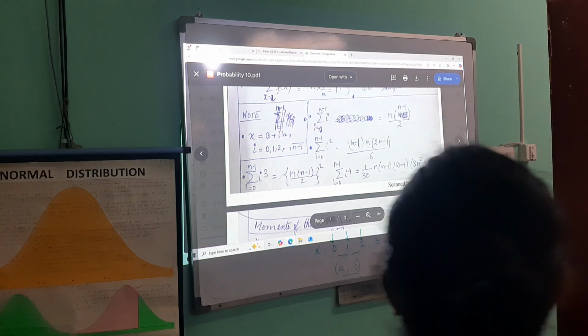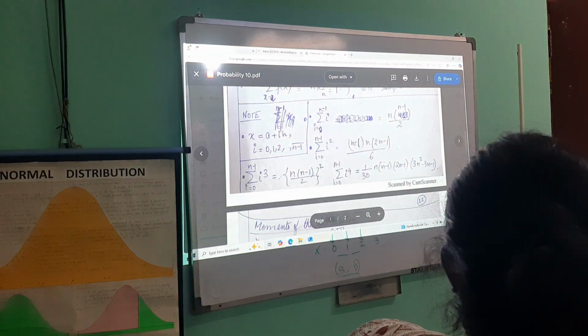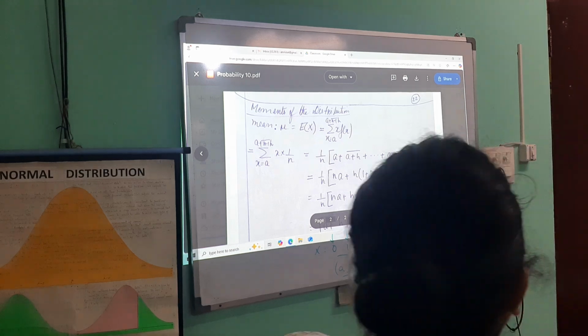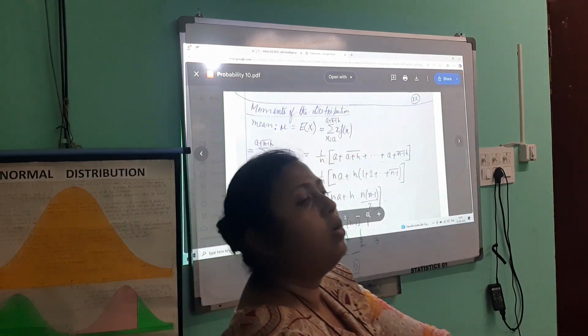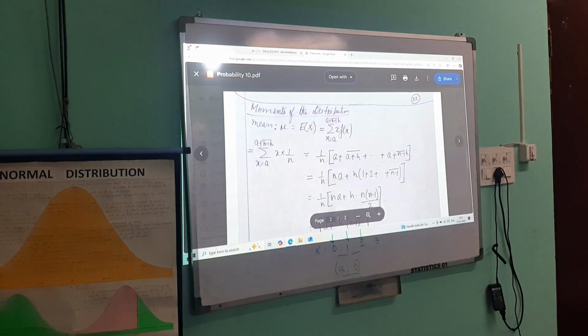Okay? Now the next question will come up: moments of the distribution. We start with moments, because if I don't know the moments I cannot draw the distribution. If I know the moments, I will know the mean, median, mode, then standard deviation, skewness, symmetry, asymmetry, how peaked it will be, and I'll be able to draw it.